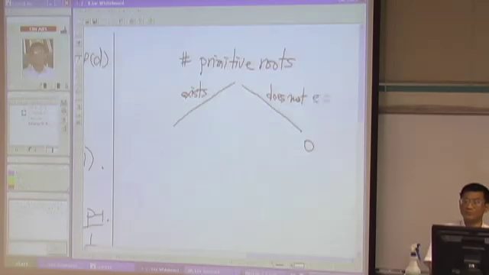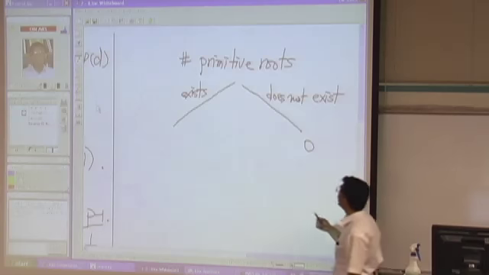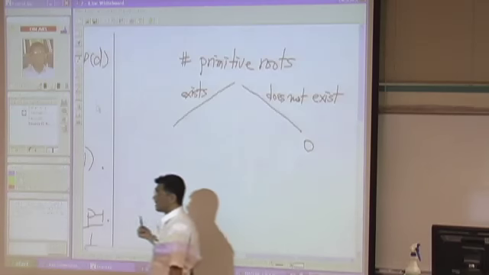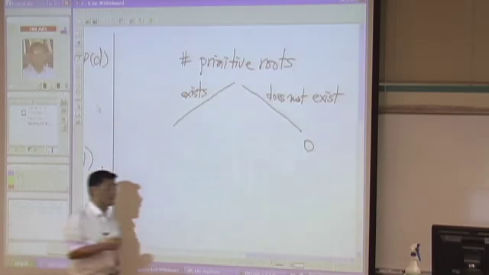There are two possible cases. Either the primitive root exists, or the primitive root may not exist. Then when does it exist?